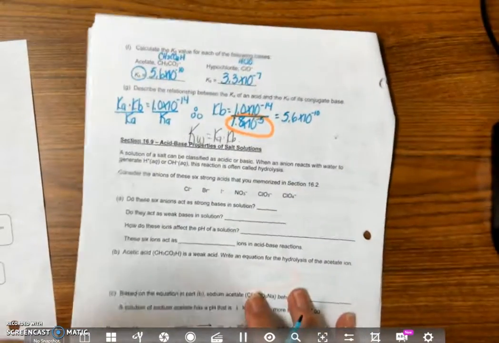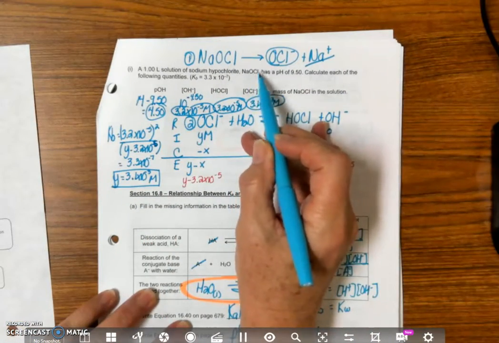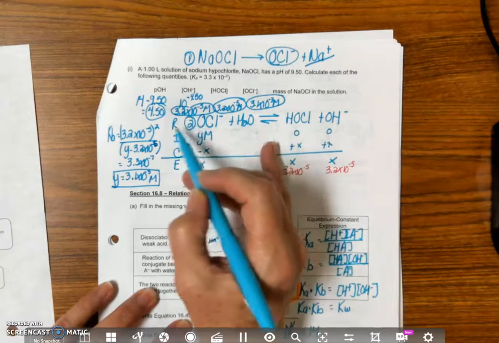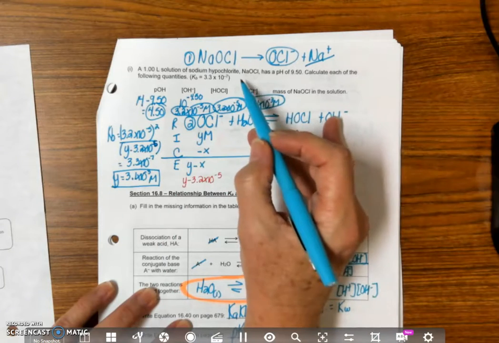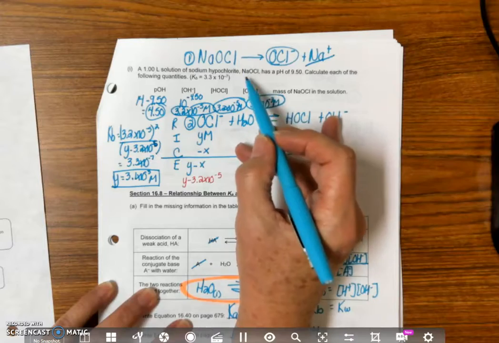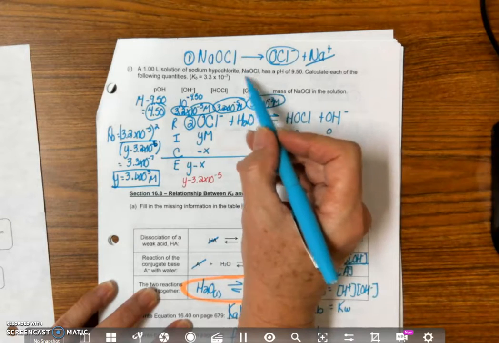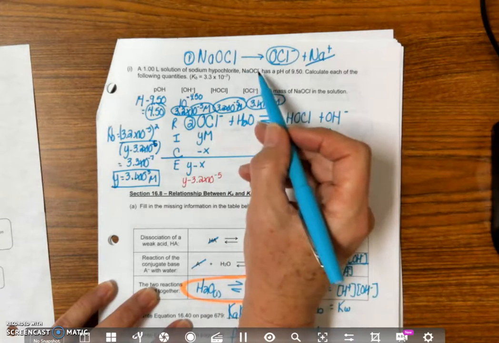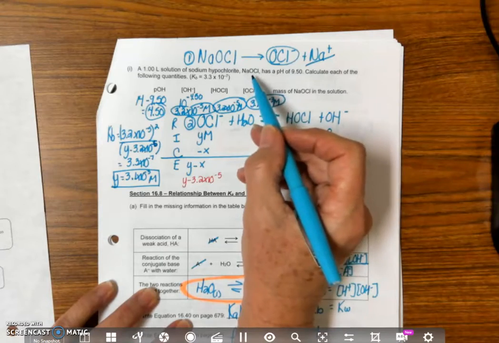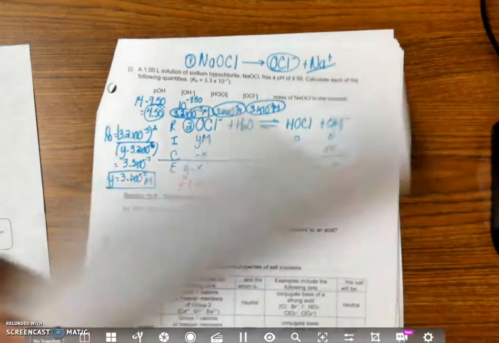Now remember, I'm going to go back to this problem here. Remember here we used a salt to deliver an anion, and that anion had a basic property. We have many anions that could be basic. We also have cations that can be acidic. So what do we do if we have a salt? Some can be neutral, some can be acidic, and some can be basic. So that's what we need to look at next: the acidity and basicity of salts.